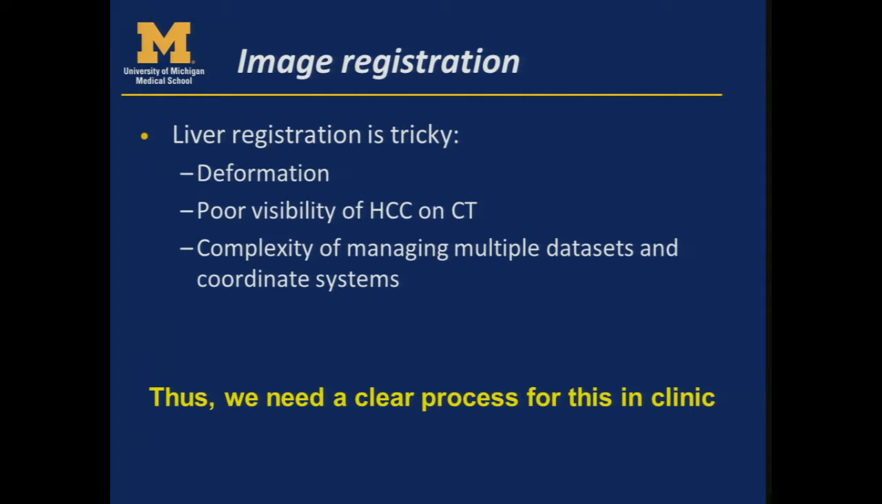Another complexity is that it's very difficult to see HCC on CT, so it's not that easy to check your registration to make sure it's correct, so you have to rely on surrogates nearby. And then there's also complexity of managing multiple data sets and coordinate systems with not only the CT, the MR, but if patients can't hold their breath, then a 4D CT or slow CT or whatever you have in order to manage the motion, and just making sure that the origin matches up in all of those places in the correct way.